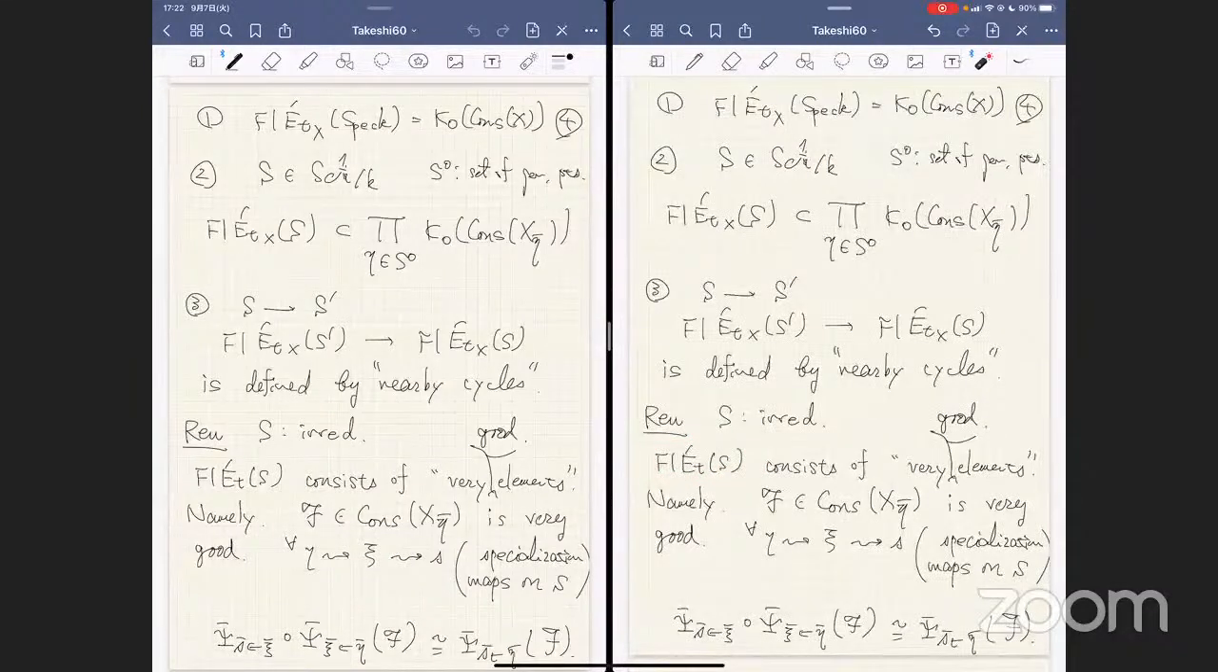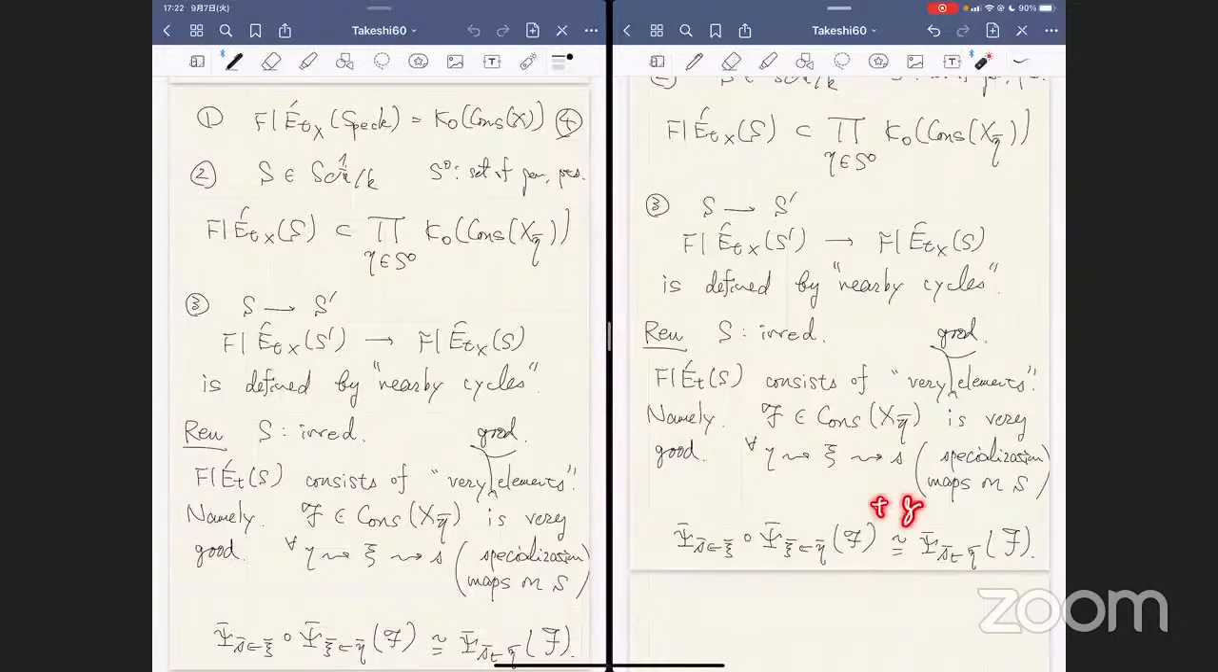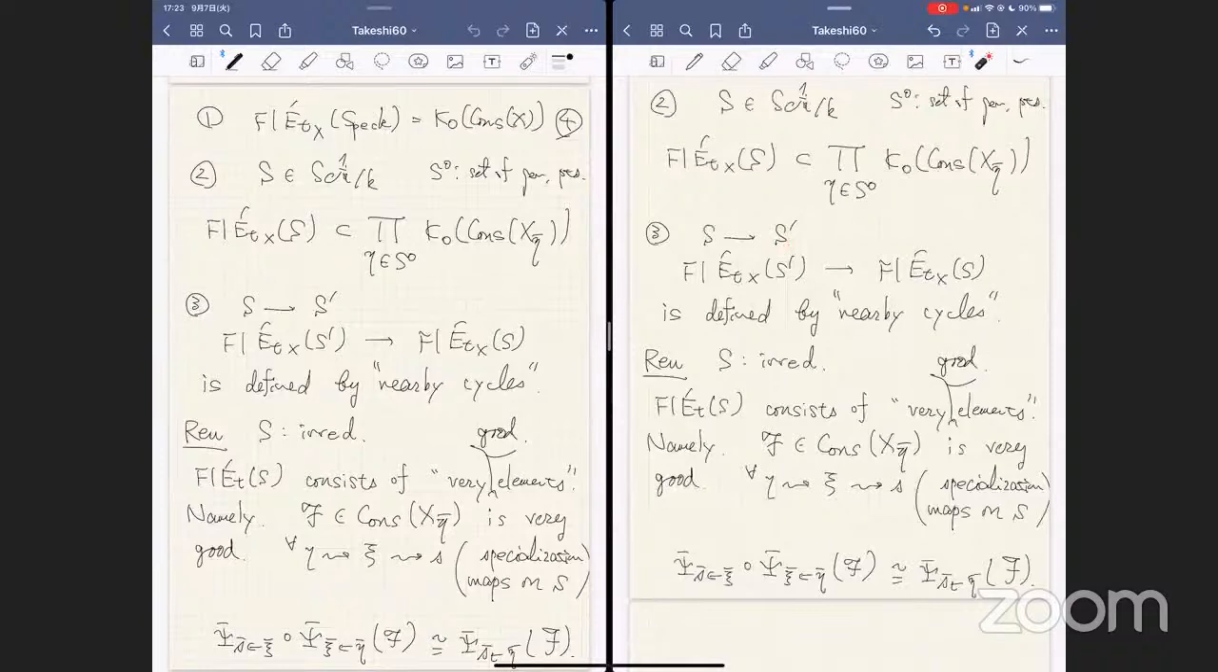I need some slightly more conditions in order to define this, but that's not too important, so I ignored it. Because of this transitivity condition, this base change makes sense. I forgot to say, plus some goodness condition, which means that it's compatible with base change. Because of this goodness condition, it makes sense to talk about this restriction map by using nearby cycles. By definition, the element is defined on the generic point of S prime.